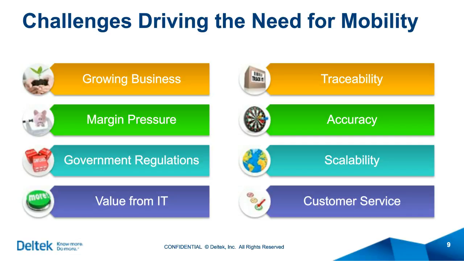I'm seeing more government regulations coming down all the time that require certain reporting. I want to drive more value from my IT system. I need the traceability of being able to recall products at any time. I'm striving to get more accuracy because I'm having difficulty shipping things on time, or I'm carrying more inventory than I really need to. I want to have the scalability.